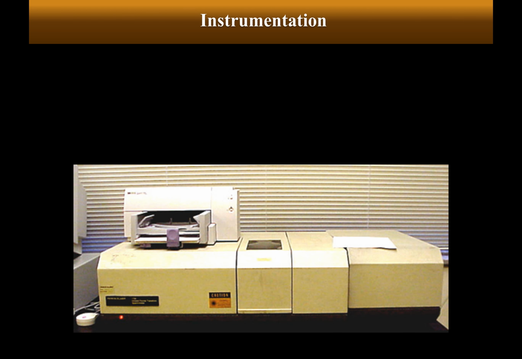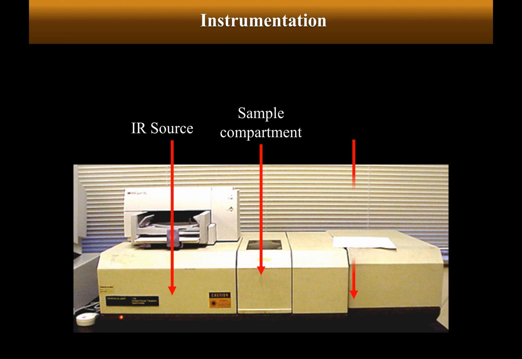So when we talk about the instrumentation, what comes in front of us is a basic structure of the IR spectrophotometer with its main components: this is the IR source, and this is the sampling compartment or sampling area, and this is the detector. These are the three integral parts, and finally comes your recorder, which gives you the graph, or which we call as IR spectrum. These are the basic minimum things.